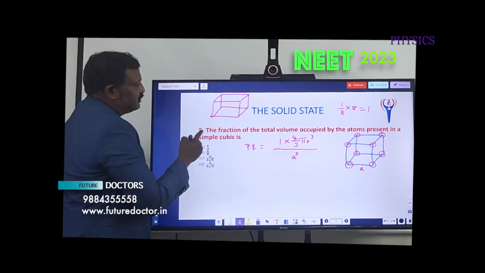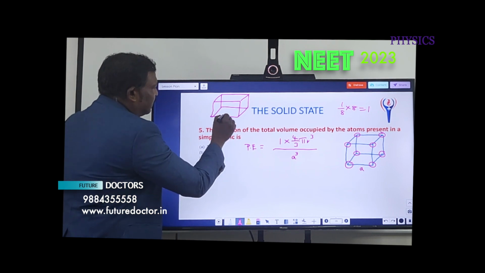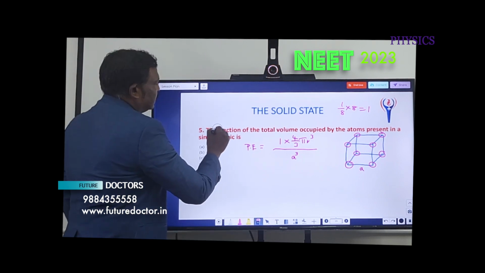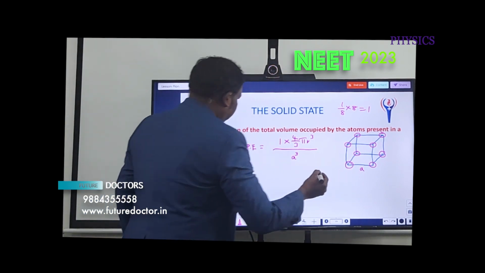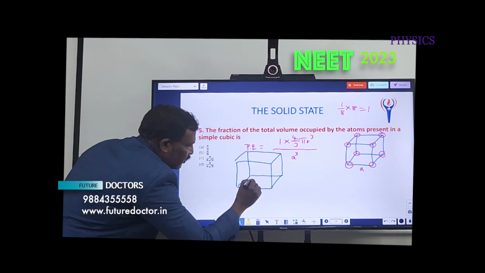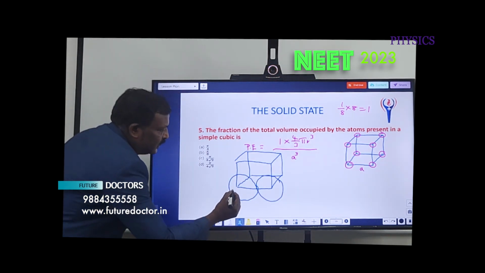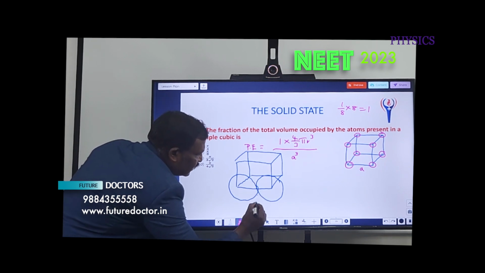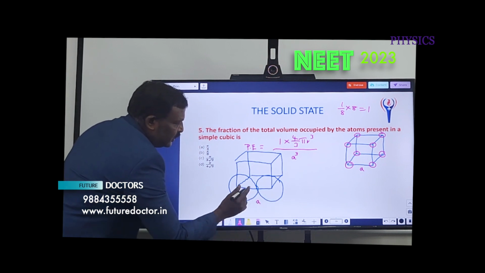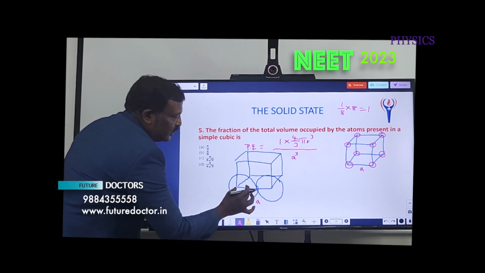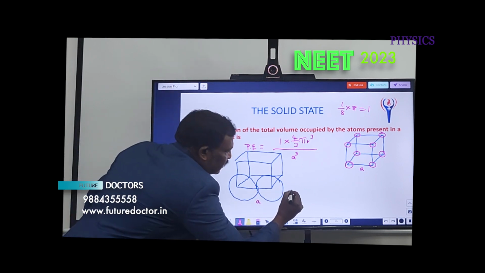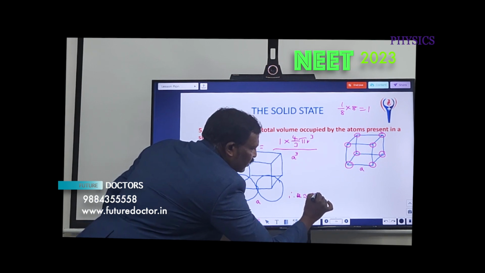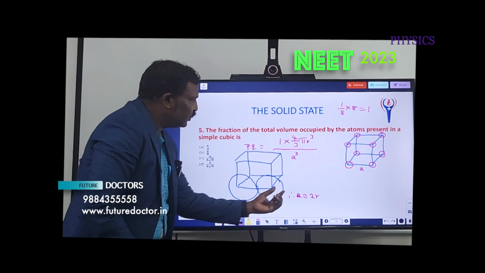Suppose we think the atoms are only present in the corner, but actually the atoms are like this. I'll draw here. Suppose atoms are like this: this is one corner atom, this is another corner atom. What is the edge length here? The total edge length we can consider as A. Here one radius, here one radius. Then we can say A is equal to 2R. Understood? A is equal to 2R.